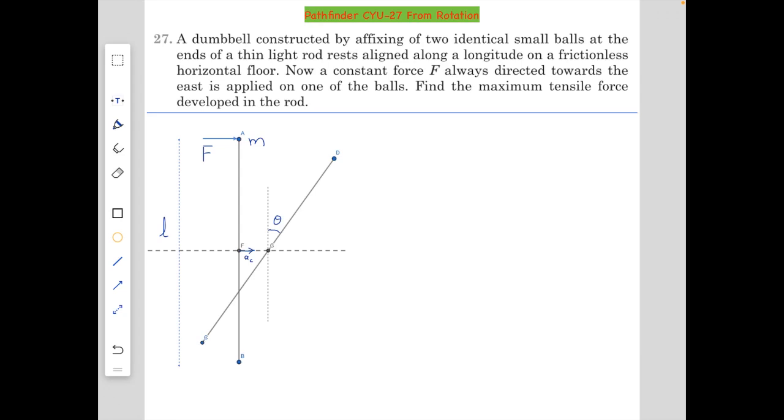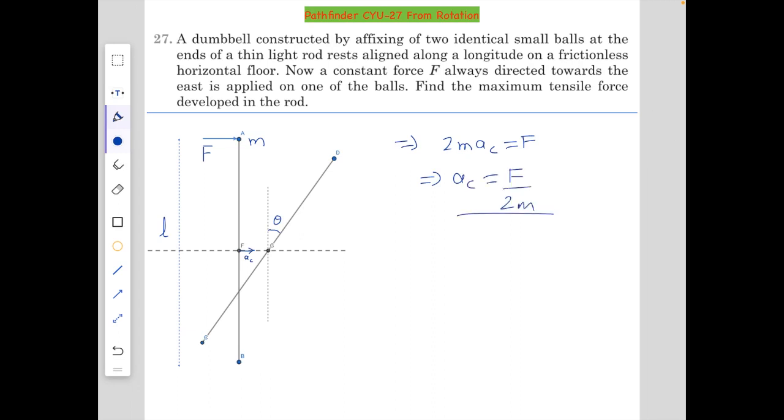So here, let's assume that the mass of each ball is m and the length of the rod is L. First of all, we can see that the force is always directed towards the east, so it will have a constant acceleration in the x direction. So from here, the acceleration a_c of the center of mass we get is 2m a_c equals F. So a_c equals F by 2m.